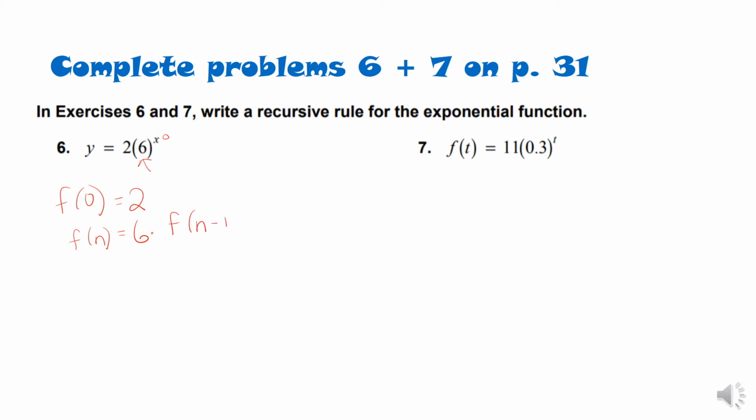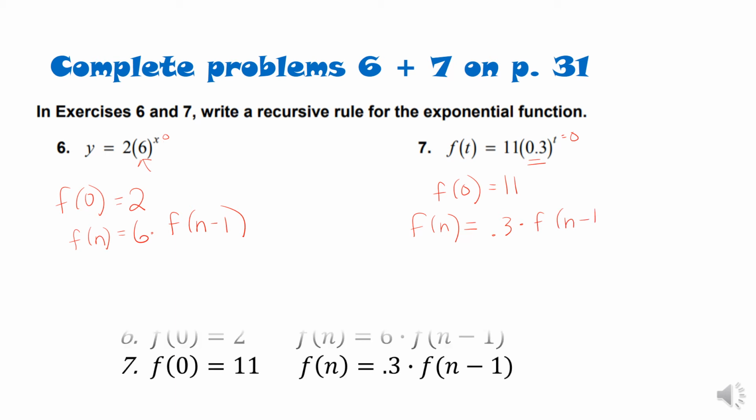So this is my ratio, so I would go f(n) equals 6 times f(n-1). Okay? Over here, I have f(t), so I have to find what is f(0). If I make this equal 0, then it's 11. This whole thing is my common ratio, so I would go f(n) equals 0.3 times f(n-1). And here they are written for you nice and neat, but that's how I got them.